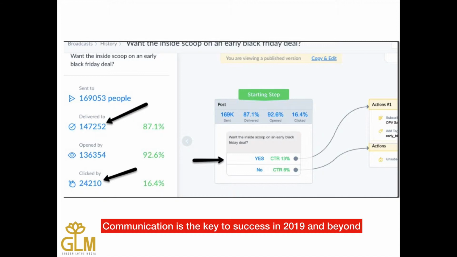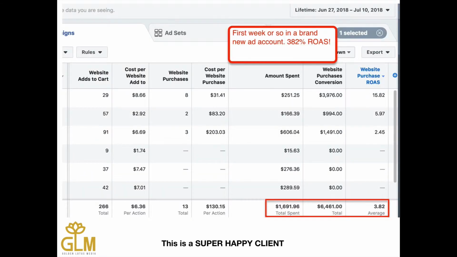So a lot of people on this list, Facebook has given to us organically based upon us having conversations with their data, guys. So that's huge, right? So communication is absolutely the key in 2019 and beyond. As you can see, we've had 87% delivery rate, 92% open rate, and 16% of the people click through. This was obviously a Black Friday campaign.